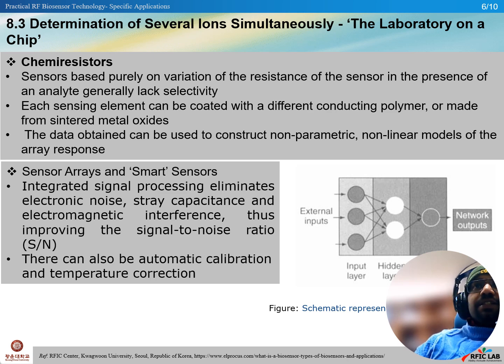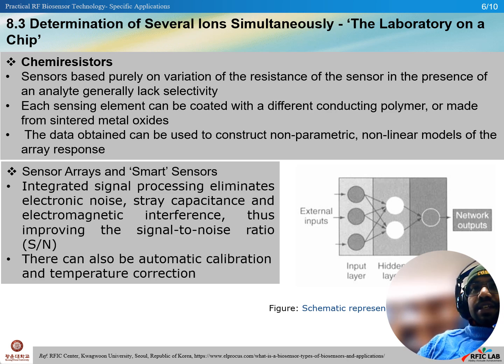Now, the determination of several ions simultaneously in the lab, where chemiresistors are introduced. A sensor based purely on variation of resistance in the presence of an analyte generally lacks sensitivity. Each sensing element can be coated with a different conducting polymer or made from a synthetic metal oxide. The data obtained can be used to construct a non-parametric nonlinear model of the array response.